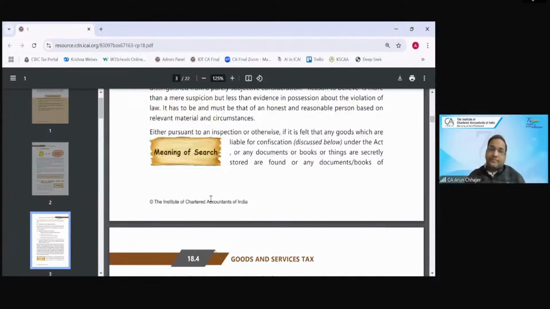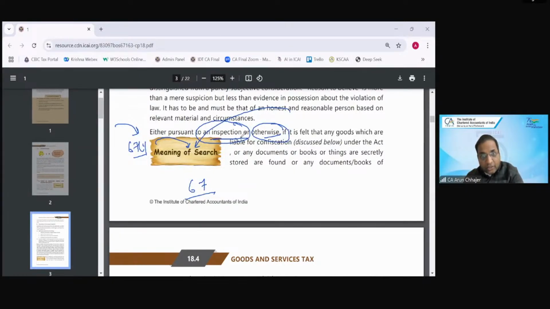Meaning of search: either pursuant to an inspection or otherwise. मतलब या तो पहले इंस्पेक्शन हुआ है 67(1) में एंड देन उसके बाद में सर्च हुई है, और अदरवाइज इट मींस डायरेक्टली a search can be initiated. The point to be noted: inspection and search are two different things. Both are covered in the section 67, different subsection, but the point is both are different.